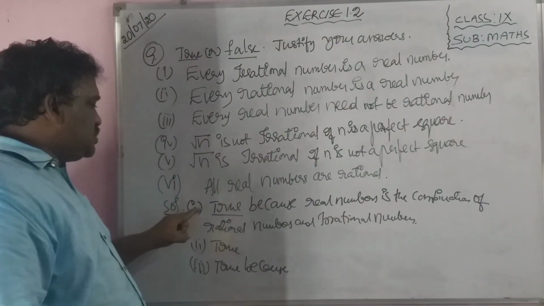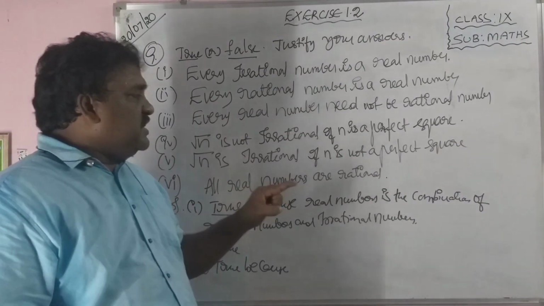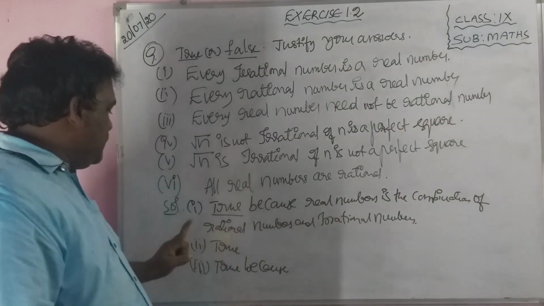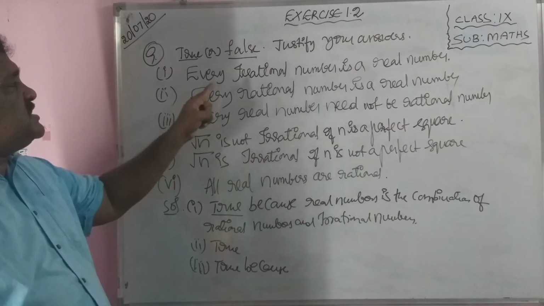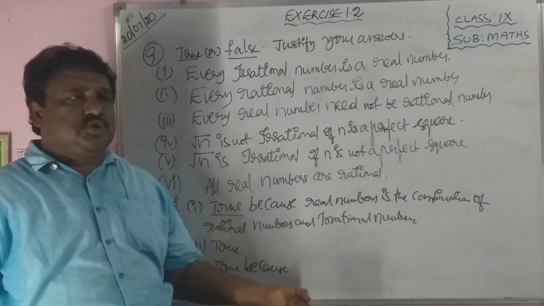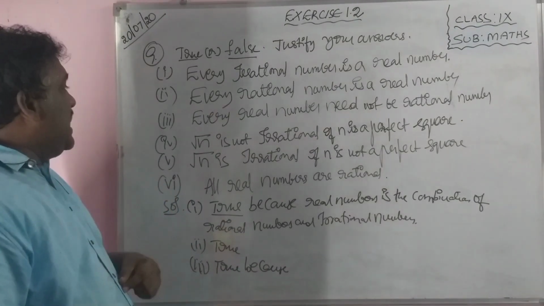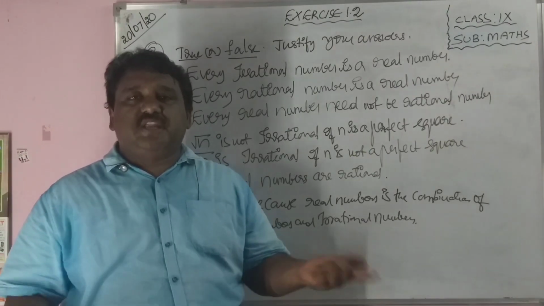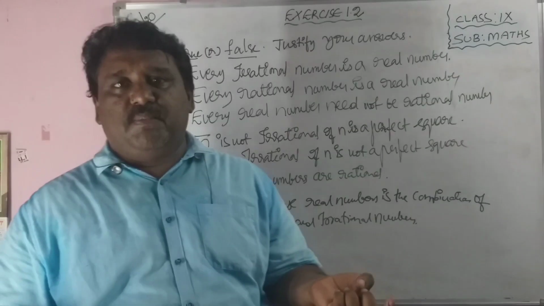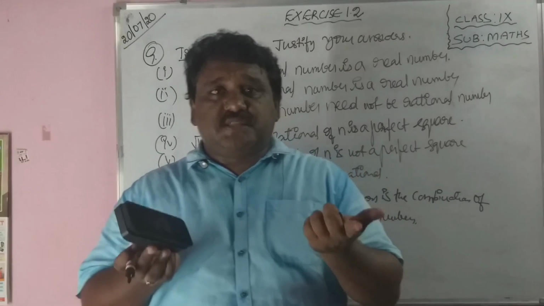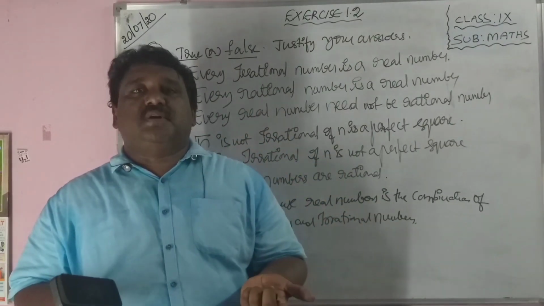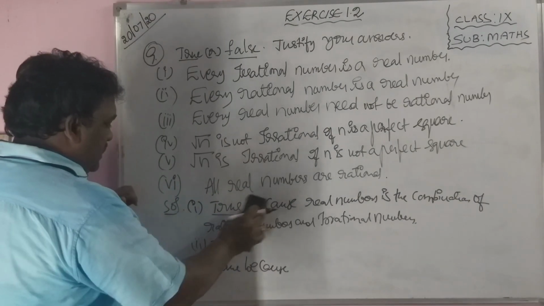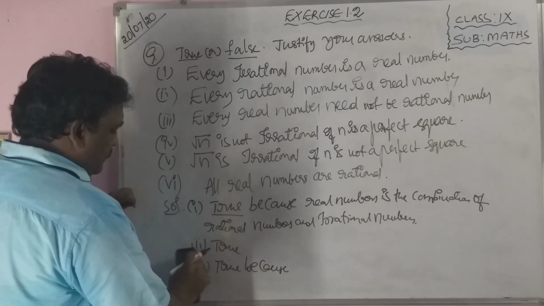So first one is true because real numbers is the combination of rational numbers and irrational numbers. Second one is what? Every rational number is a real number. Yes, it is true. Third one, every real number need not be a rational number. Yes, it is true. It may be an irrational number because real numbers is the combination of rational numbers and irrational numbers. Fourth one, write. Write three solutions first.